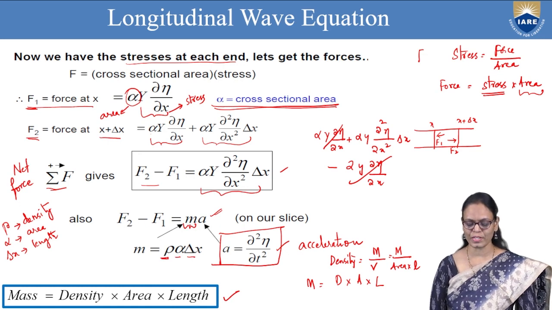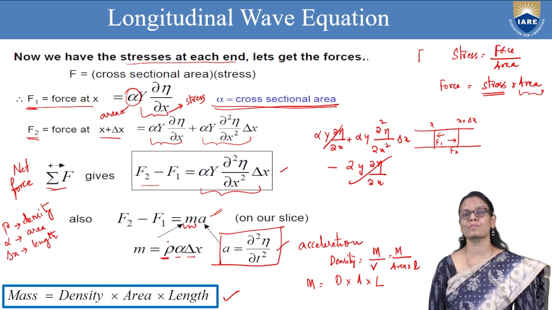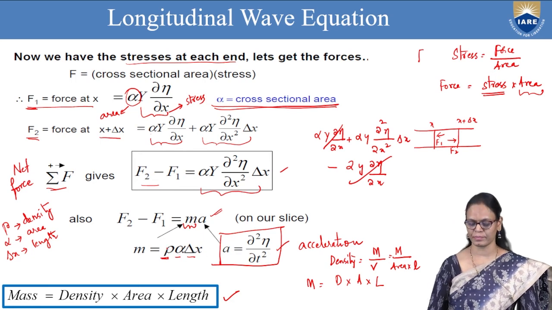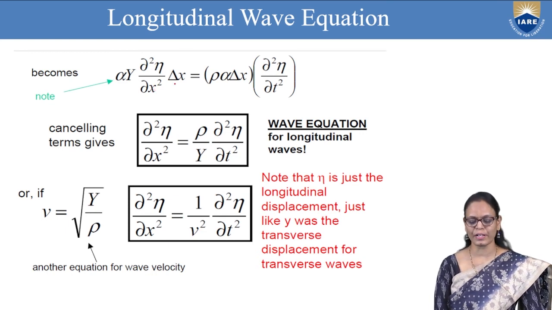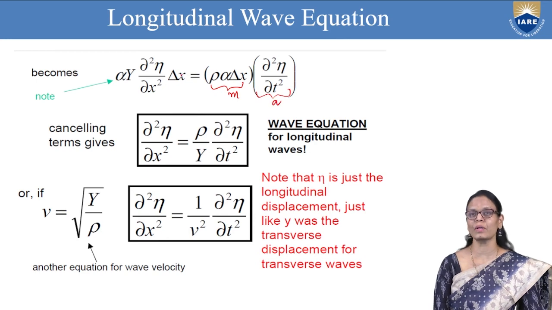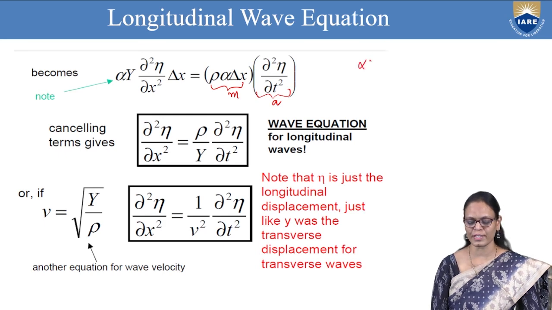So F2 minus F1 is equal to m into A. For m, we are going to substitute rho alpha delta x. So alpha Y ∂²η/∂x² into delta x should be equal to, this is mass and this is acceleration. So we are going to equate them. Now when we simplify them, what we have: alpha Y ∂²η/∂x² into delta x will be equal to rho alpha delta x into ∂²η/∂t².